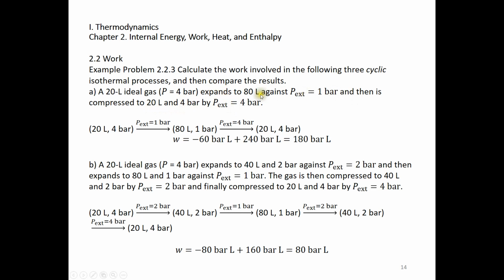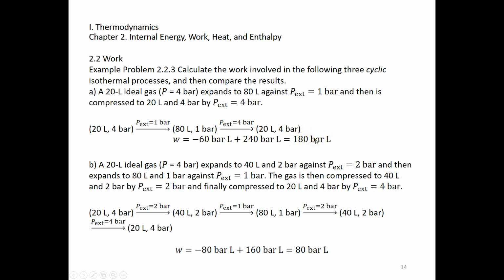We first expand to 80 liters and 1 bar, and then compress back to 20 liters and 4 bar. The expansion is 1 step, the compression is also 1 step. We did this calculation before, it's negative 60. We did this 1 step compression before, it's positive 240. So when the system gets back to the original state, there's a total amount of 180 bar liters of work done to the system.